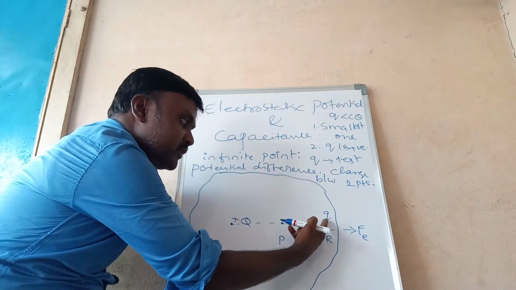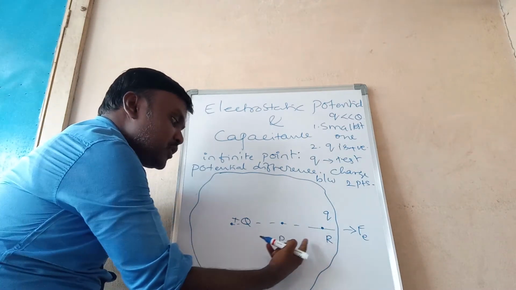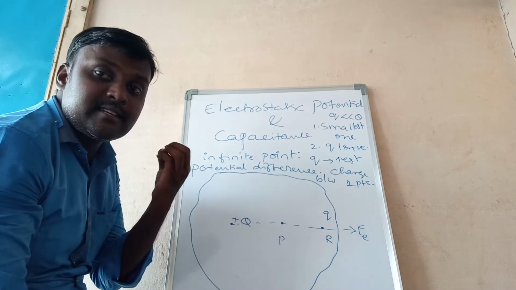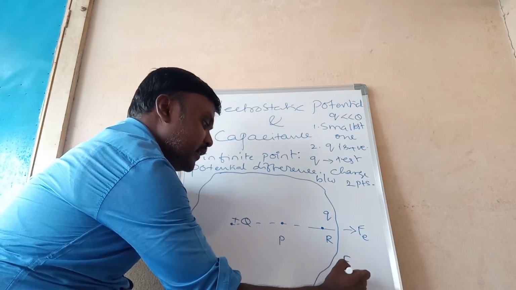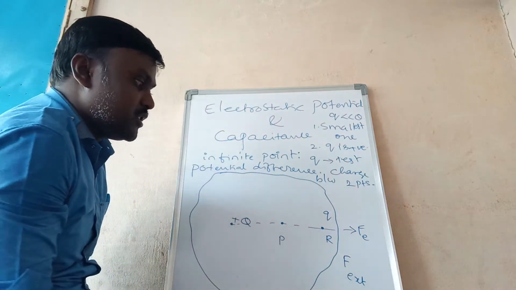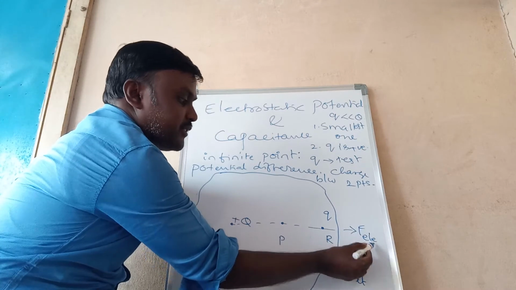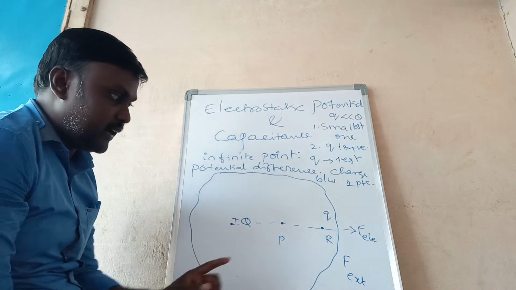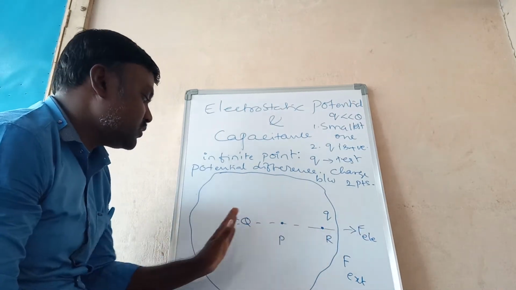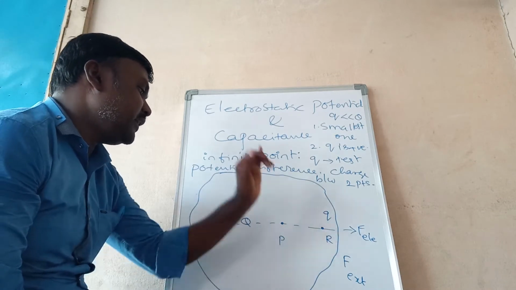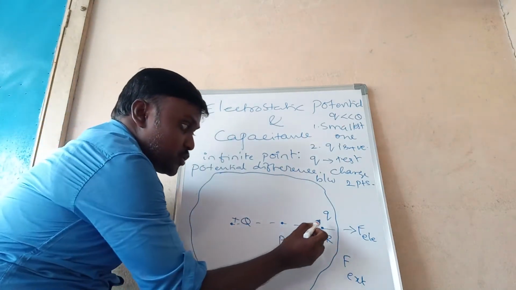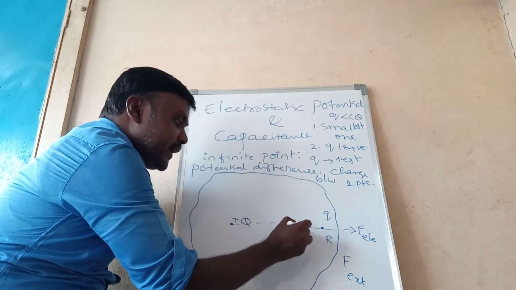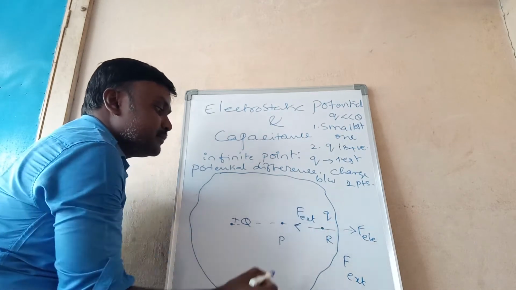To bring this test charge from R to P, we need to do some work externally. We have to apply some force externally. That force is called F external. Don't get any confusion between this one and this one. F suffix e means the electric force, and this is the external force. The electric force is a repulsive force, and in this direction this one is repelling this one. But my intention is to bring this q from R to P. So for this, I have to apply external force in this direction.